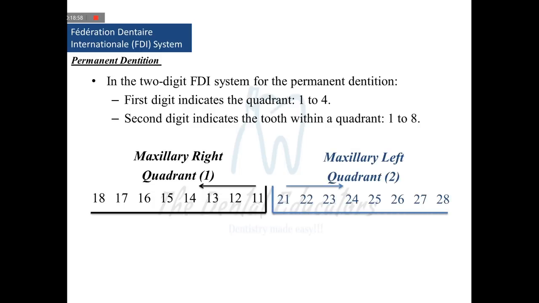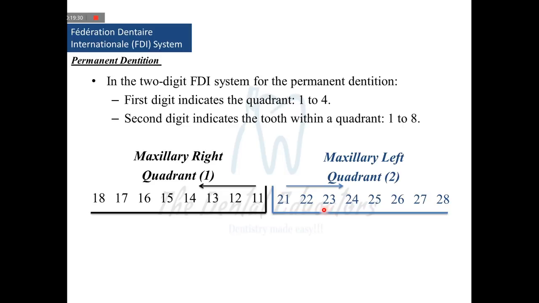We will count in a similar way for the maxillary left quadrant. The one thing which will change is the quadrant number. We can see the first digit has changed. Now the first digit has become 2, because we mentioned the maxillary left quadrant as the second quadrant. So for the permanent central incisor of the maxillary left quadrant, we will write 2-1. For the lateral incisor of the maxillary left quadrant, we will write 2-2.